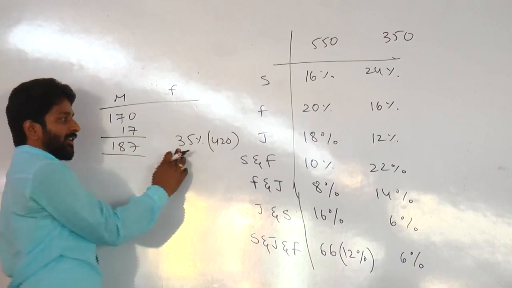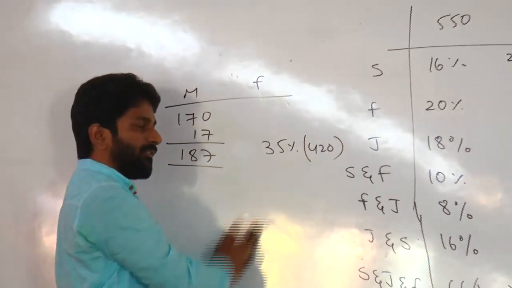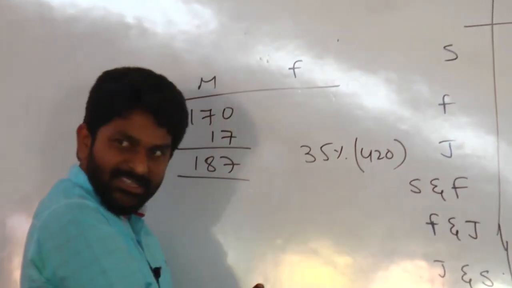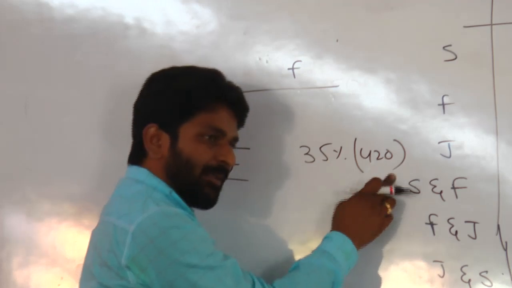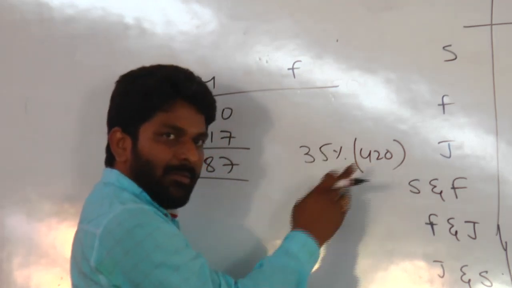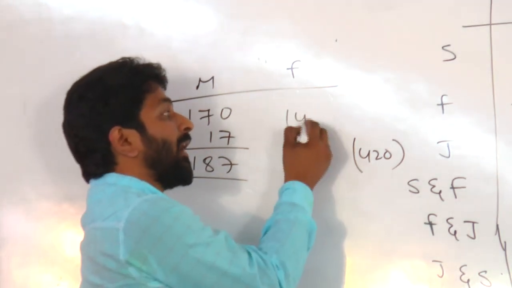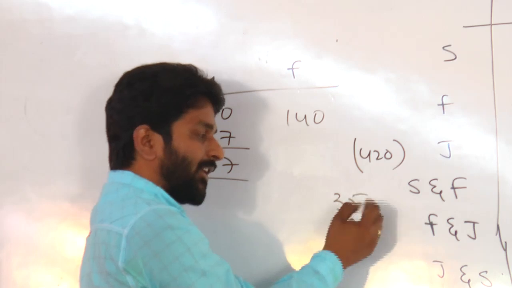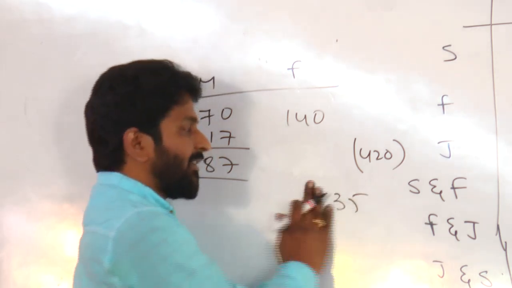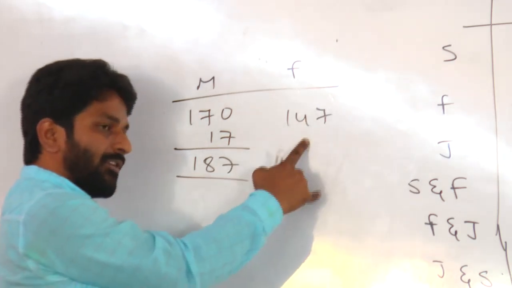Now you need to calculate 35% of 420, or 420% of 35. 420% of 35 is easy, I think. 400% plus 20%. 400% in the sense 4 times of this number. Double double. 35 double, 70 double, 140. And then you need to calculate 20% of 35. 10% is 3.5. Double, 7. So it is 147. Male are 187, female are 147.